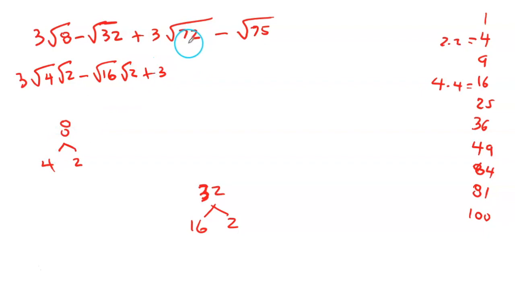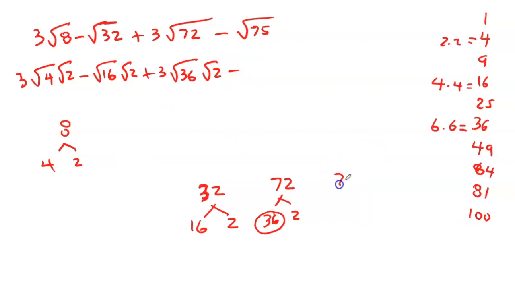Plus 3. What about the 72? Let's divide by 2. When I divide by 2, I get a perfect square, which is great. 6 times 6, that's another perfect square. So 72, I'm going to break it into 36 times 2.